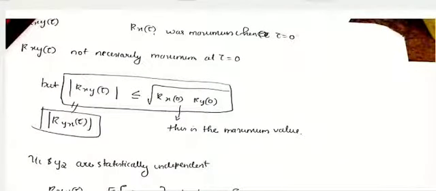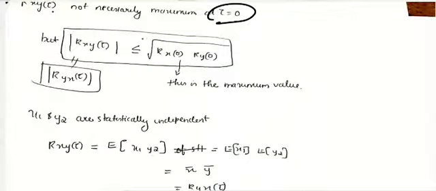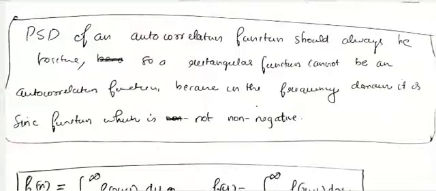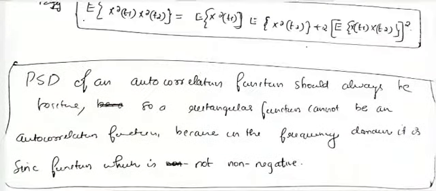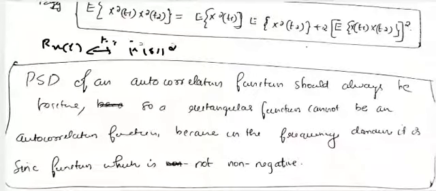R x of tau, that is our autocorrelation, was maximum at tau equal to 0. R x y of tau, the cross correlation, is not necessarily maximum at tau equal to 0, but it has one other property. The power spectral density of an autocorrelation function should always be positive. To find the power spectral density, first find the autocorrelation function and then take its Fourier transform, and you will get the power spectral density of that particular function. Power spectral density is denoted by Sx of f.